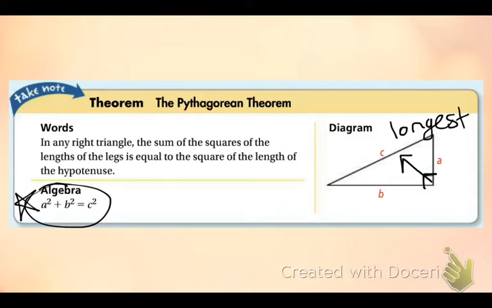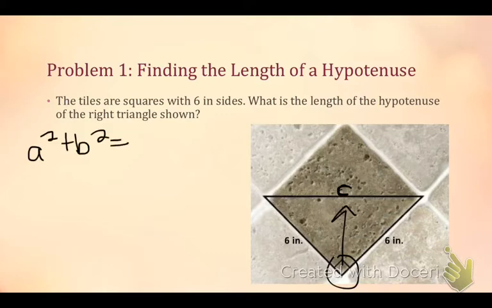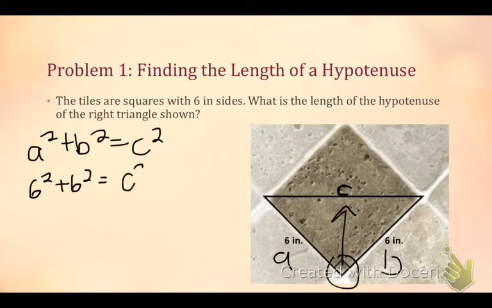So as we take a look here, a squared plus b squared equals c squared. The tiles are squares with 6-inch sides. What is the length of the hypotenuse of the triangle shown? So I see my right angle down here, which means across from that is side C. So I've got a squared plus b squared equals c squared. My legs are both the same, so I've got 6 squared plus 6 squared equals c squared. 36 plus 36 equals c squared.